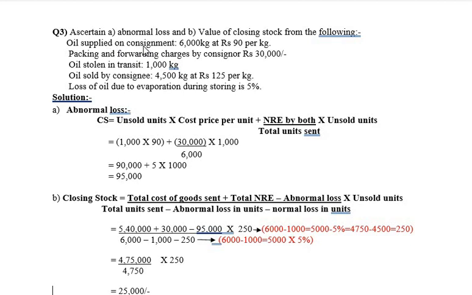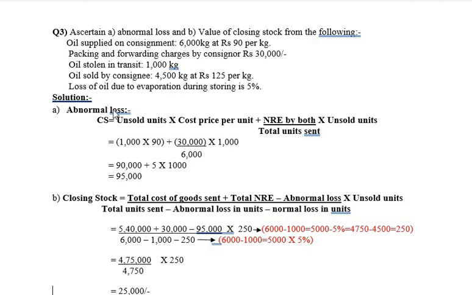Now this is the oil supplied on consignment. This is the actual consignment, that is the total cost of goods sent, 6000 into rupees 90. Next, packing and forwarding charges. This is nothing but the non-recurring expenses incurred by the consignor. Oil stolen in transit is nothing but abnormal loss, because the goods are stolen. Oil sold by consignee is the sales done by the consignee. Loss of oil due to evaporation during transit is 5%. Abnormal loss is because of goods which have been stolen, and evaporation is nothing but normal loss.